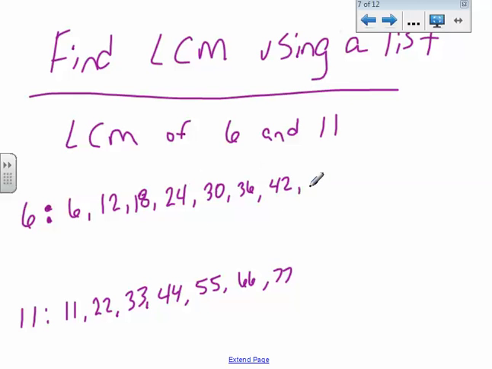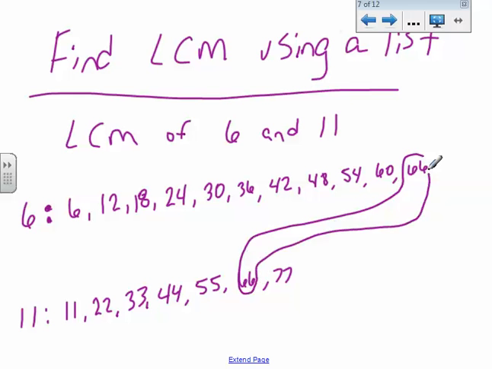So I'm going to go back up here. I'm going to keep adding 6. 48, 54, 60, 66. Oh, wait a second. I have a common multiple. And it's the smallest common multiple. So the LCM of 6 and 11 equals 66. That's finding LCM using a list.